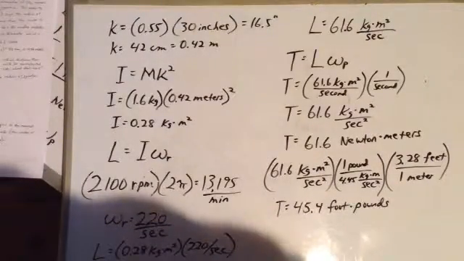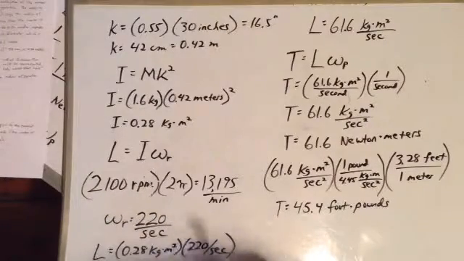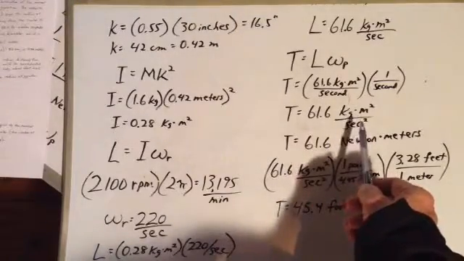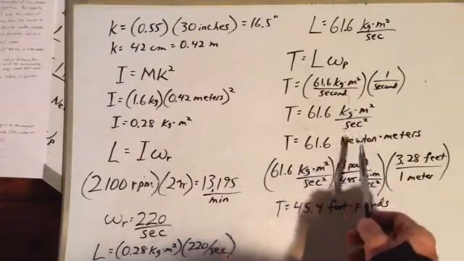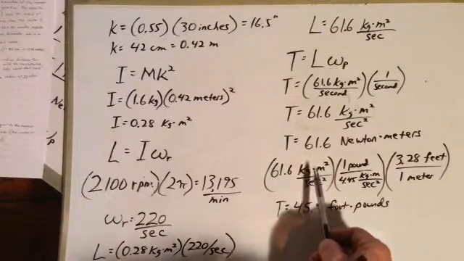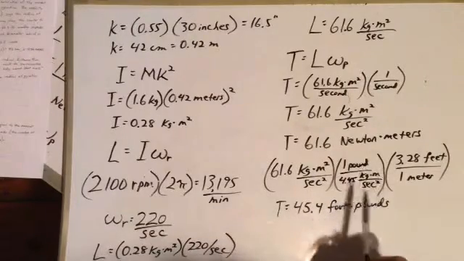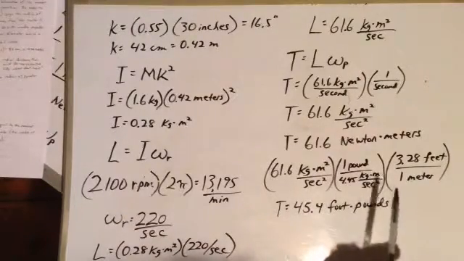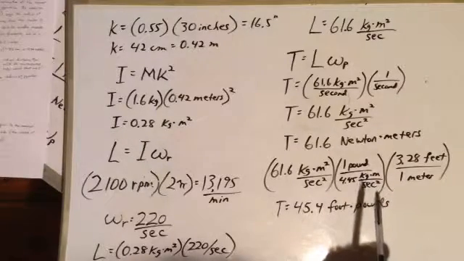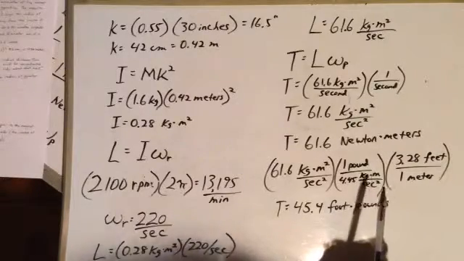This gyroscopic torque, which the propeller puts on the rest of the airplane, is 61.6 kilogram meter squared per second squared, which is 61.6 Newton meters. Because a Newton is a kilogram meter per second squared, so a kilogram meter squared per second squared would be a Newton meter.